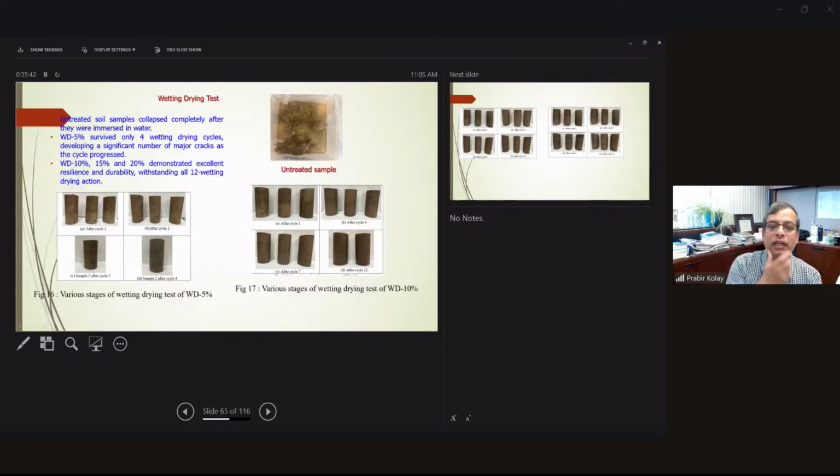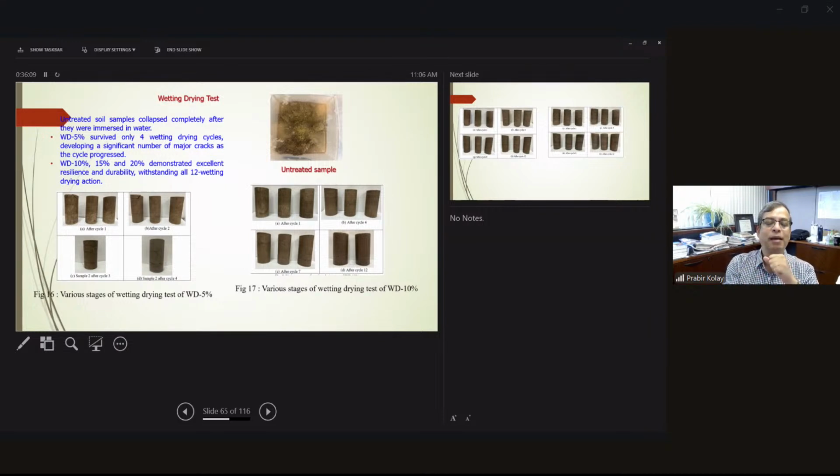Now for this wetting and drying test, you see the untreated samples dissolve immediately. These are the samples you prepared, and I'm not going to explain how to do that. Most of the time, there is a standard procedure, ASTM. You need to prepare the sample, insert it into the water, keep it for a certain time, and then take it out.